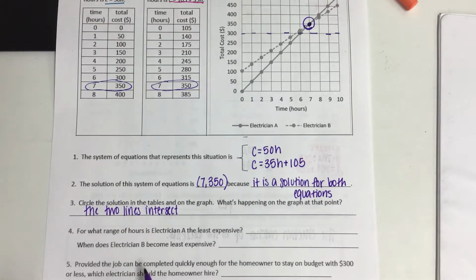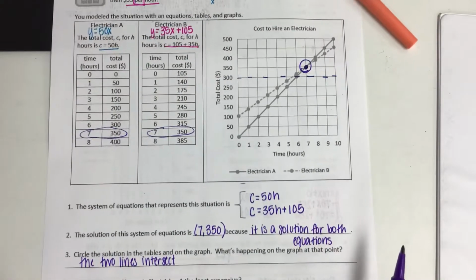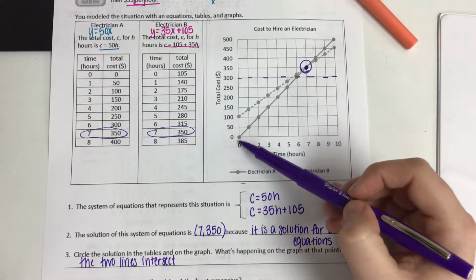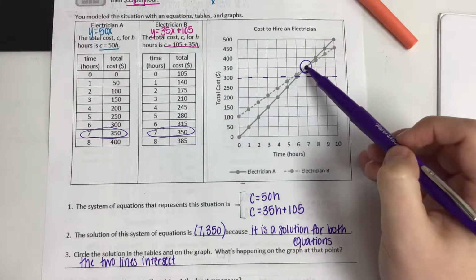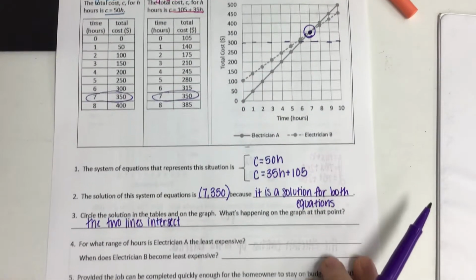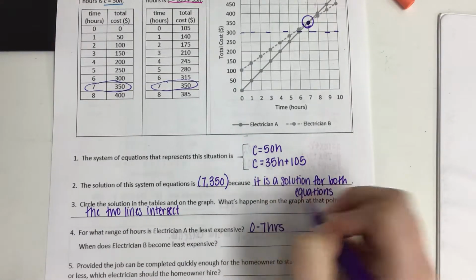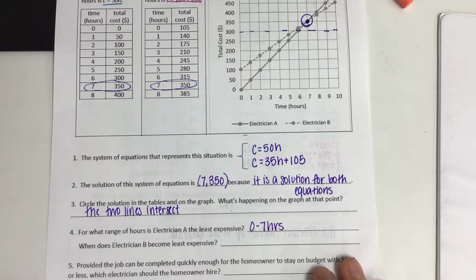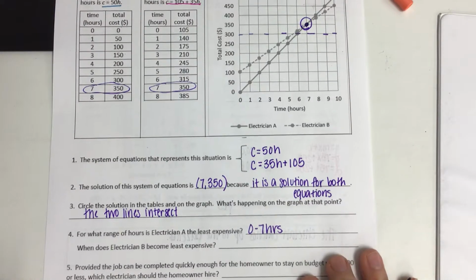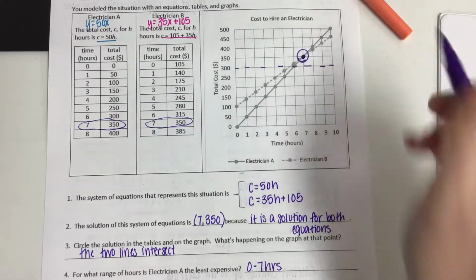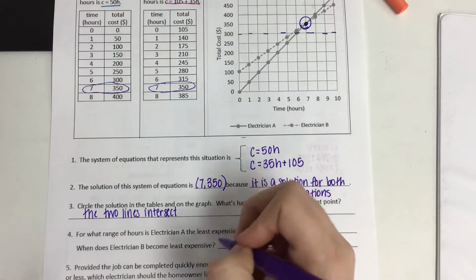The fourth question: for what range of hours is electrician A the least expensive? Electrician A is our solid line, and we see that they are less expensive from 0 to 7 hours. And then when does electrician B become least expensive? We see that electrician B is lower than electrician A after 7 hours.